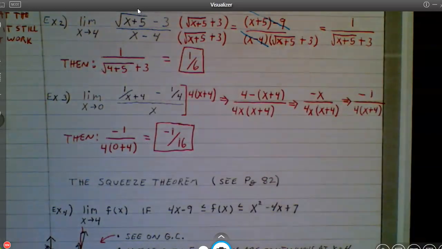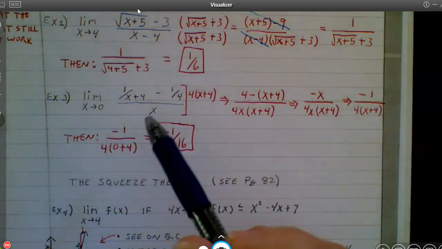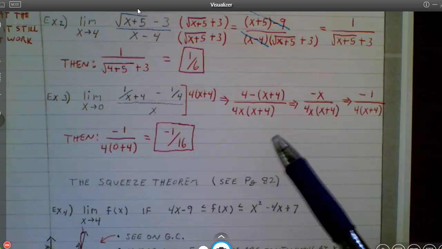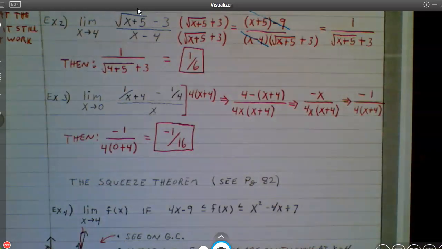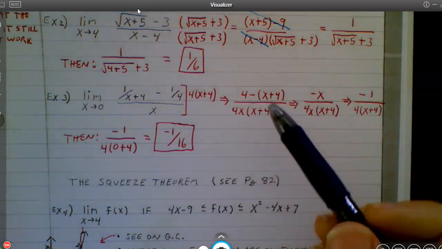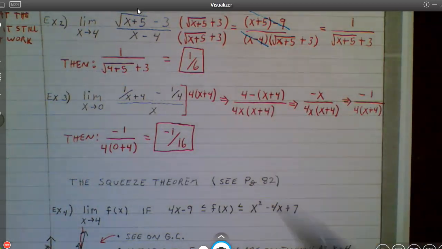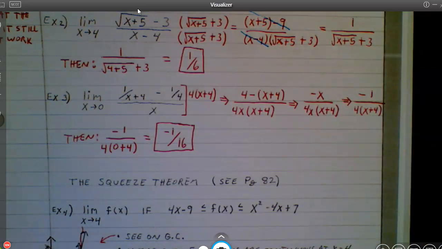So common theme on all those. Again, can't use direct substitution if it's undefined. Potentially be able to simplify it and then be able to do direct substitution. If that doesn't work, once you simplify, if you still get a 0 in your denominator, then you have to go back to the other methods, which were you can either make a table, which we did in our previous lesson, or you can look at the graph, which is what we did in our previous lesson as well.